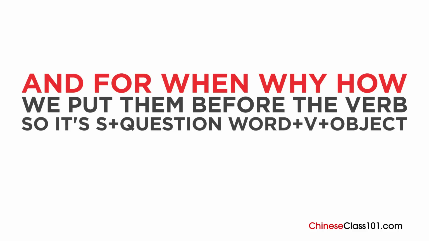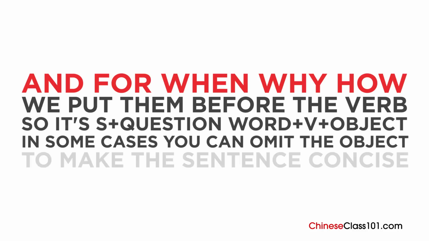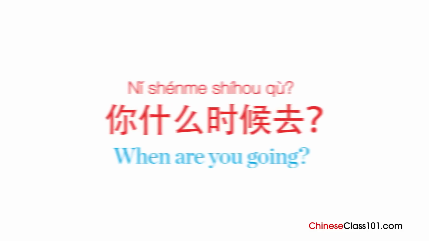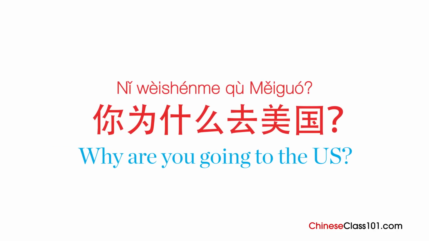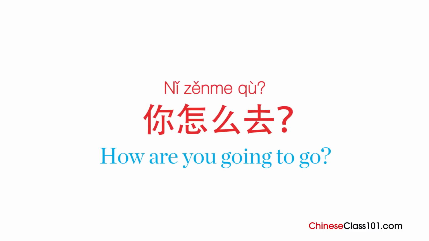And for the rest of the question words, we put them before the verb, so it's subject, question word, verb, object. In some cases, you can omit the object to make the sentence concise. When are you going? 你什么时候去？你, you, 什么时候, when, 去, go. Why are you going to the US? 你为什么去美国？为什么, why.